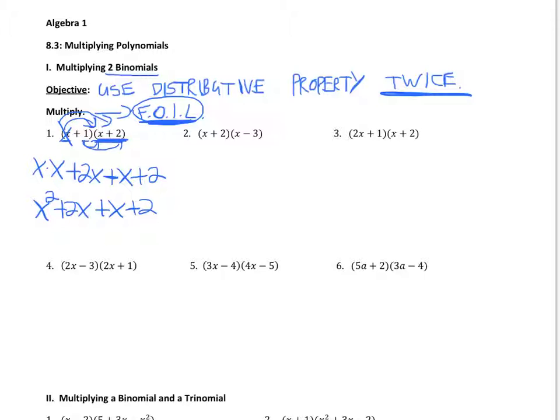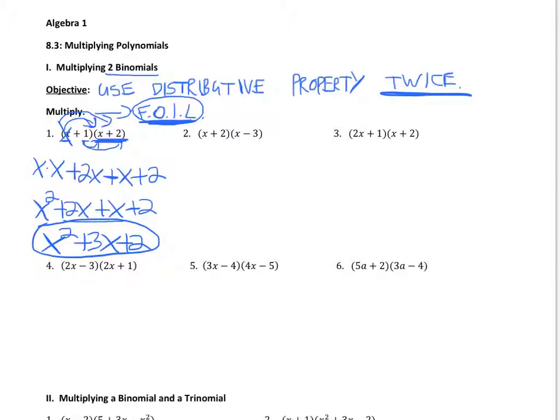Now, if you look, I'm not done. I do have like terms in the middle. 2x plus x gives me 3x. So we end up with x squared plus 3x plus 2. So really, you're doing the same thing. You're distributing and you're combining your like terms. It just looks a little bit different because you've multiplied two binomials, but you just used the distributive property twice.